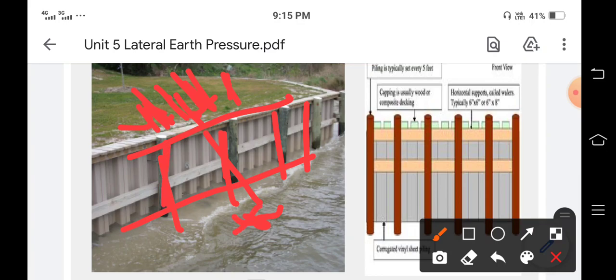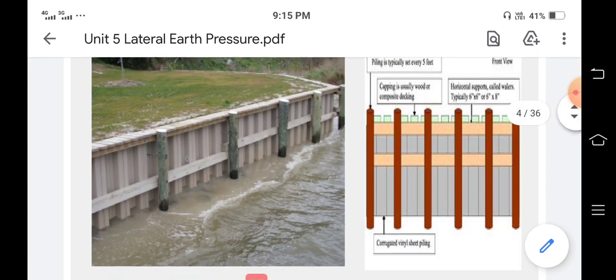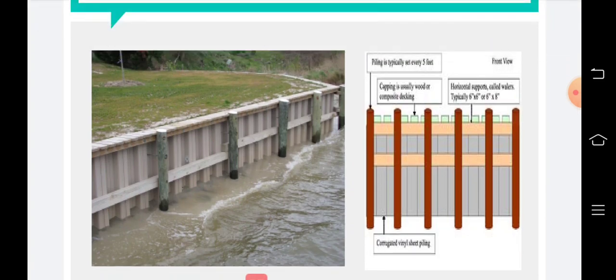So for that purpose we are constructing a temporary wall. Okay, a temporary wall which has these vertical sheets and these horizontal sheets, which is called the bulkhead. Okay, these are temporary walls. So this is a cross section of this bulkhead.